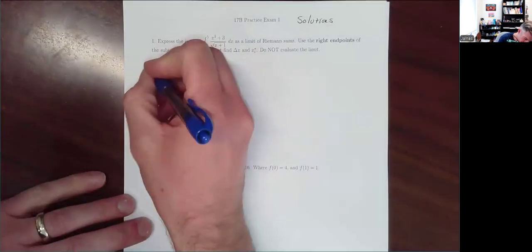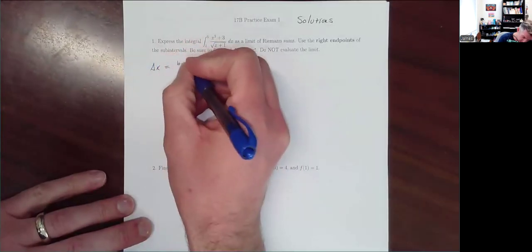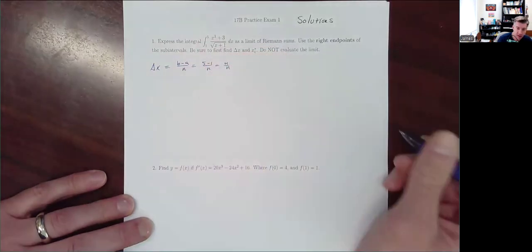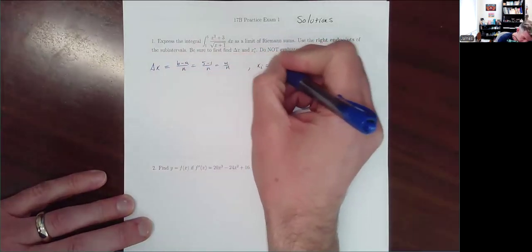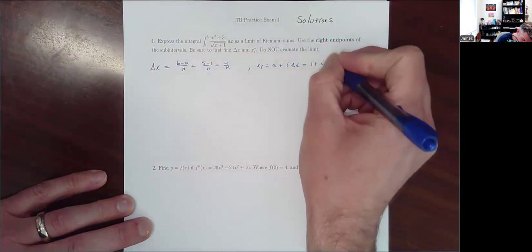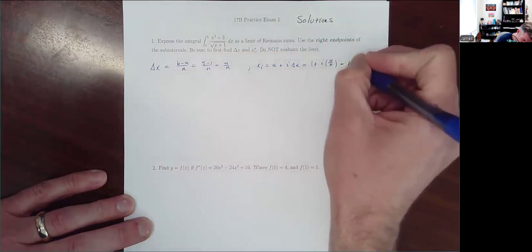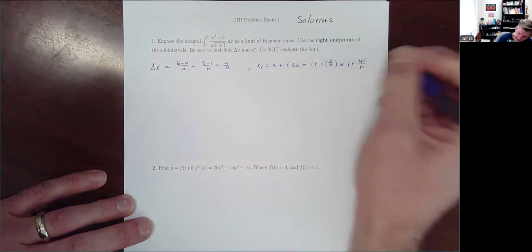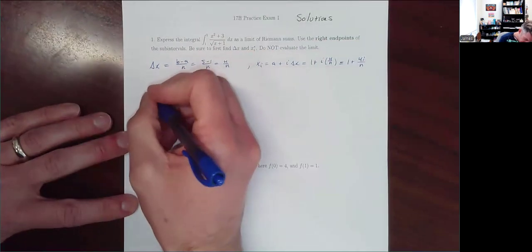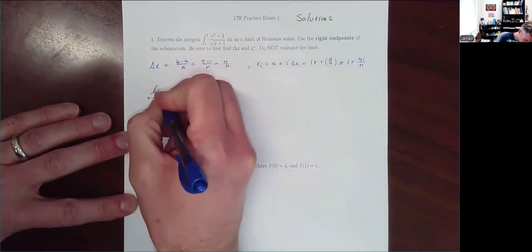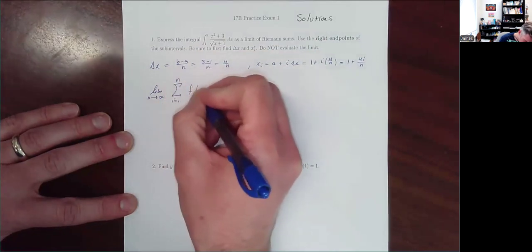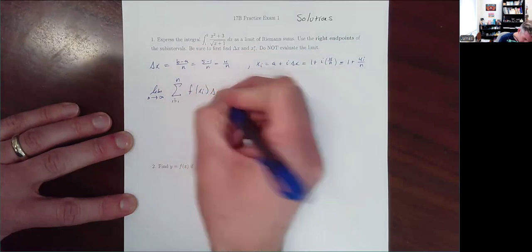Okay, so delta x is going to be your b minus a over n, which is 5 minus 1 over n, which is 4 over n. Your x sub i is a plus i times delta x, which in this case is 1 plus i times 4 over n, or as I would prefer to write, 1 plus 4i over n. And then the way you write the integral is it's going to be the limit as n goes to infinity of the sum from i equals 1 to n of f of x sub i times delta x.